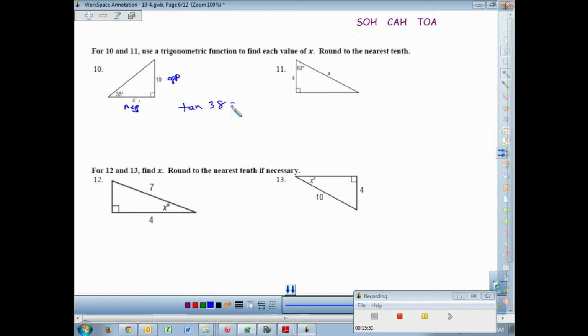Tangent equals opposite over adjacent, 10 over x. Cool? A trig function of the angle measure equals a ratio. Rock and roll. Let's solve for x.